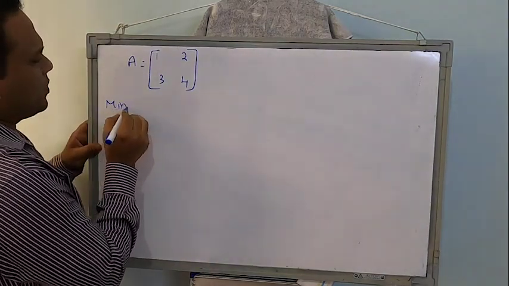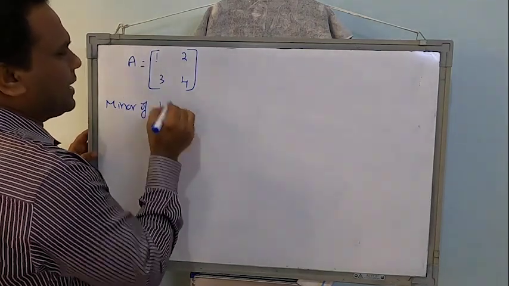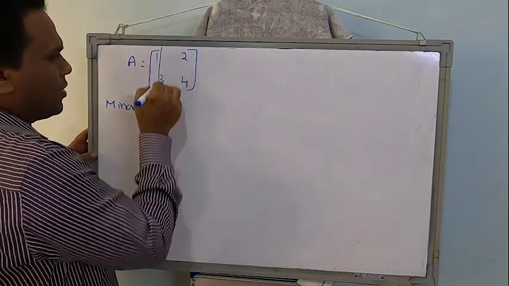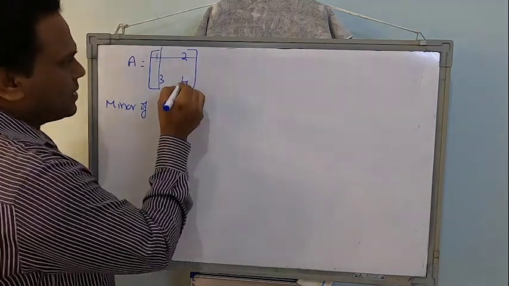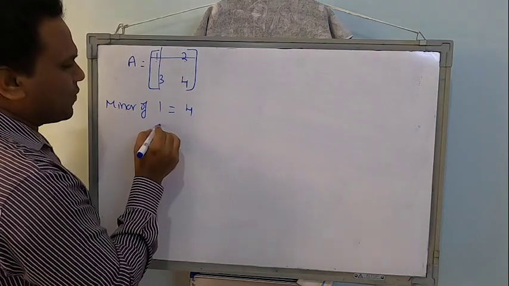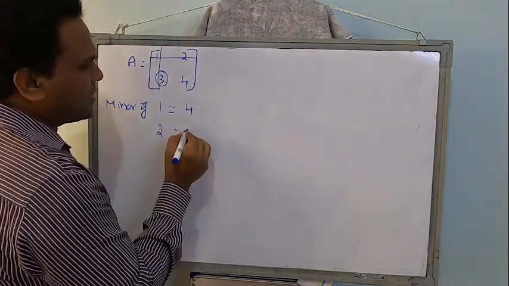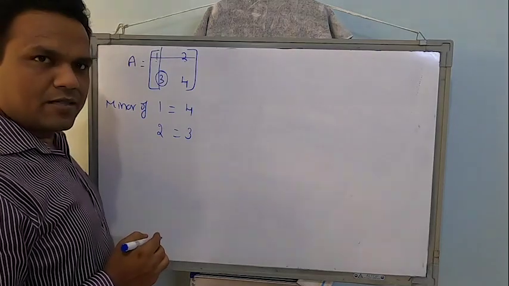So minor of the element 1 equals, you leave the column and row in which 1 is present. The remaining element is 4. Directly write. The next thing, minor of the element 2. Leave the first row and second column. The remaining element is 3. So minor of the element 2 is 3.